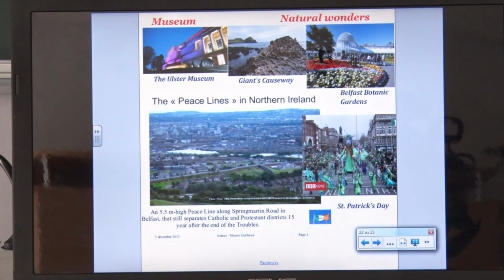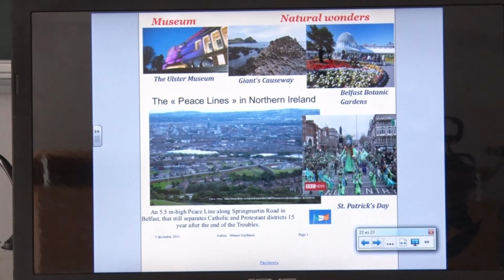And the next natural wonder, you can write about Belfast Botanic Gardens. It's like a green town inside, with species of all kinds of plants and trees. You can see them here.